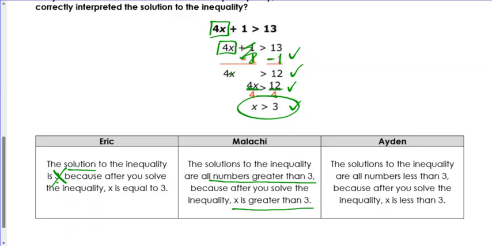I want to make sure that Aiden didn't also get it correct, maybe. The solutions to the inequality are all the numbers less than 3. No, that's backwards. X is less than 3 would look like that. So Malachi got that one correct because it's all the numbers that are bigger than 3.